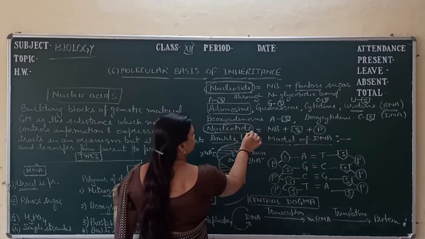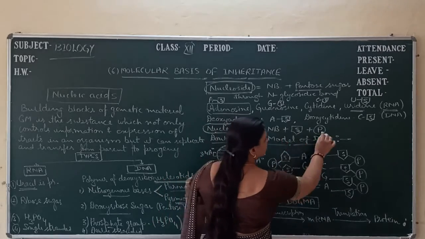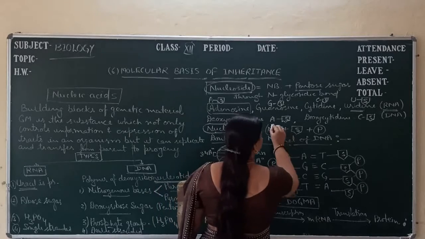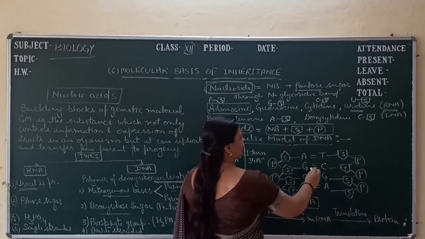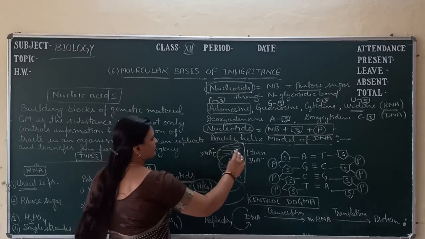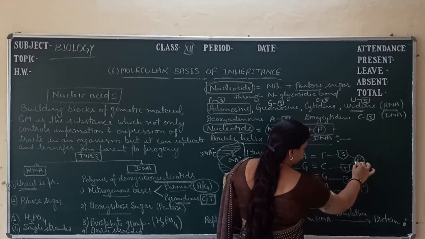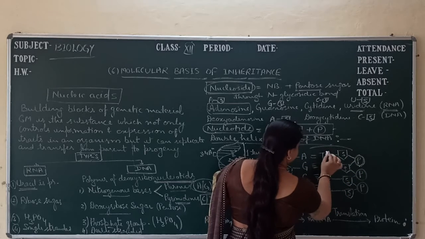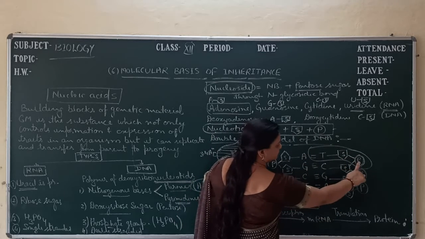A nucleotide is a combination of one nitrogenous base plus one molecule of pentose sugar and one molecule of phosphoric acid. So this combination is known as a nucleotide, and the nucleotides are joined by the glycosidic bond and phosphodiester bond. This is the phosphate, and the phosphate is connected with two nucleotides. This is one nucleotide: one nitrogenous base, one sugar and one phosphate.